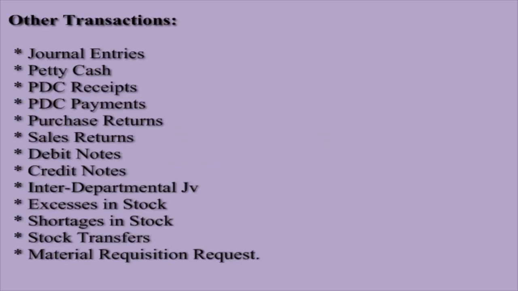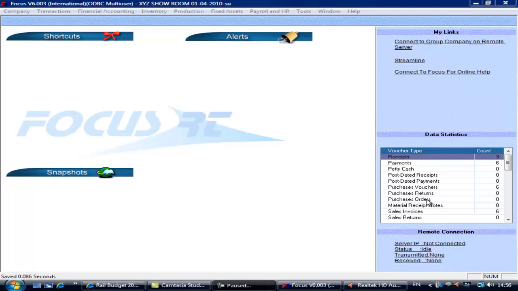This is part 2 of transactions. In this, we will be discussing other transactions. In this, the transaction entry screens: journal entries, petty cash, PDC receipts, PDC payments, purchase returns, sales returns, debit notes, credit notes, interdepartmental JV, excess in stock, shortages in stock, stock transfers, material requisition request. These screens have been discussed.